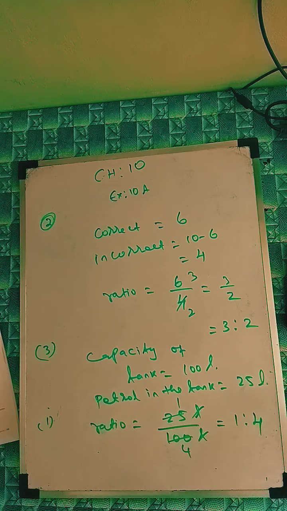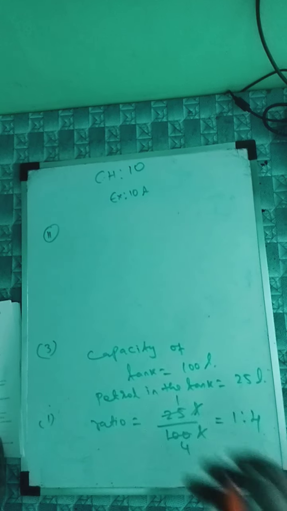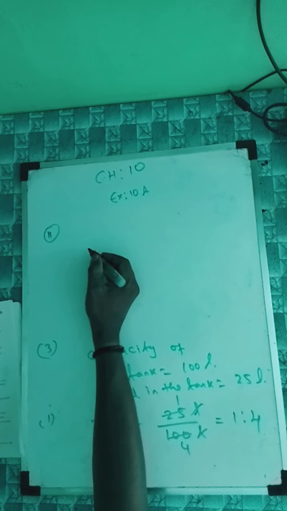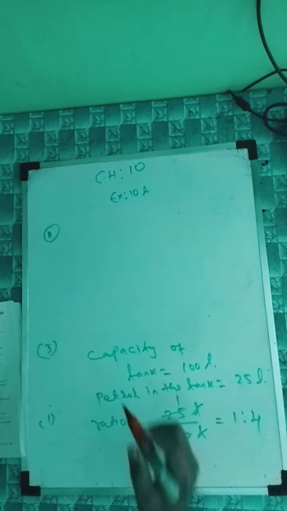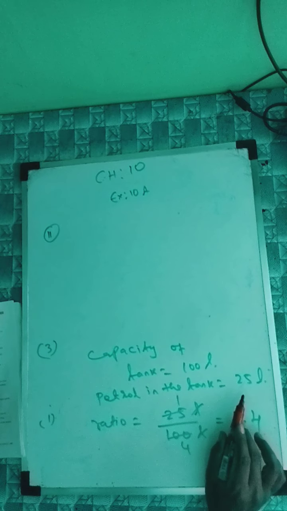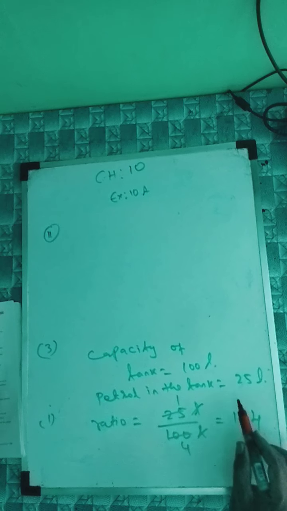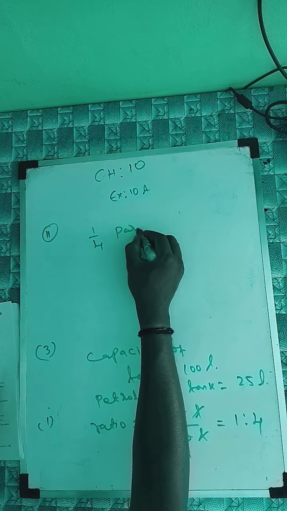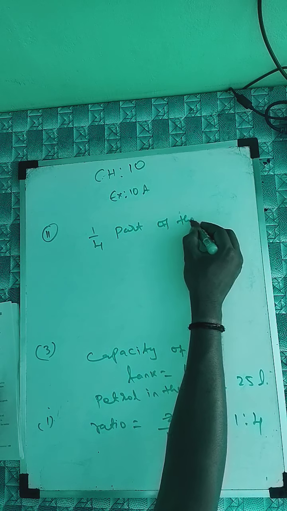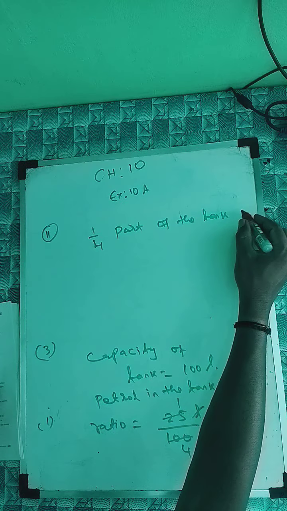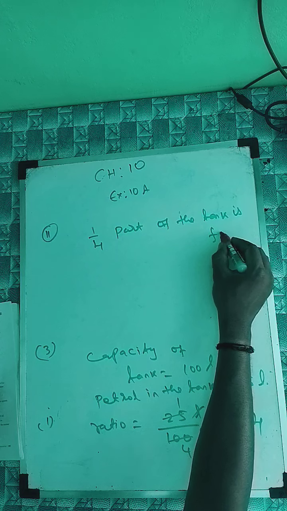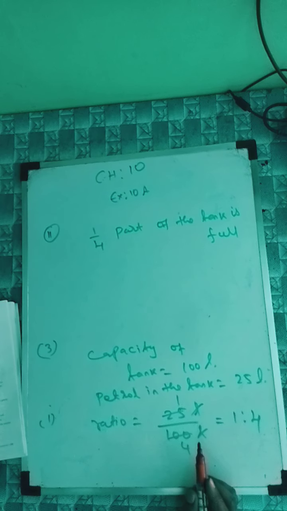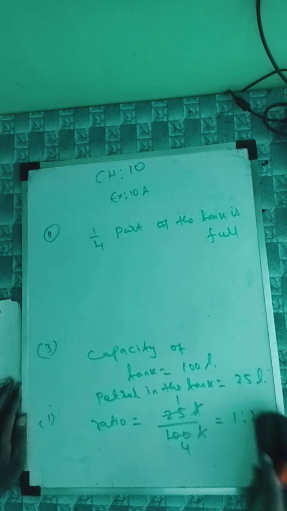And the second one, what part of the tank is full? The ratio is 1 is to 4. It's 25 liters and the total is 100 liters. So we can straightly write here 1 by 4 part of the tank is full. 1 is to 4 we got, so 1 by 4 of the tank is full. Now we'll go to the next question.